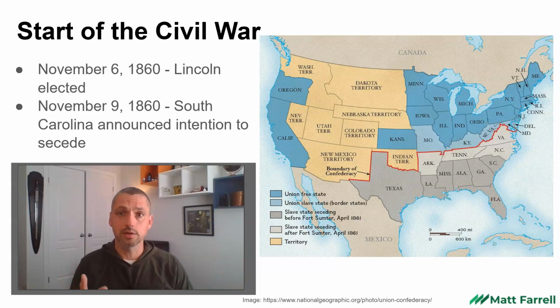They had lost their numerical advantage in the House and the Senate, and now the presidency had shifted. So now they were looking at a government, in their mind, that was aligned against them, or at least aligned against slavery. They couldn't handle that. So South Carolina seceded, followed by a bunch of other states.